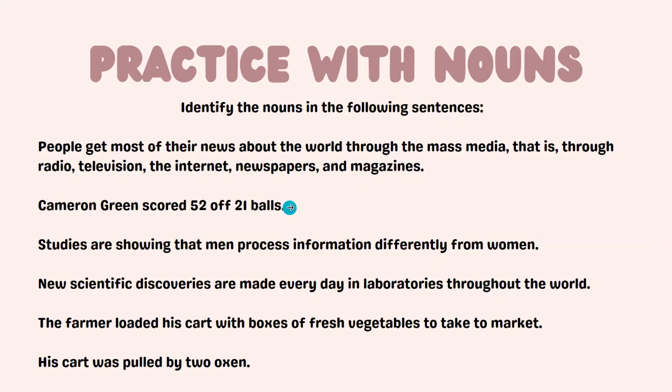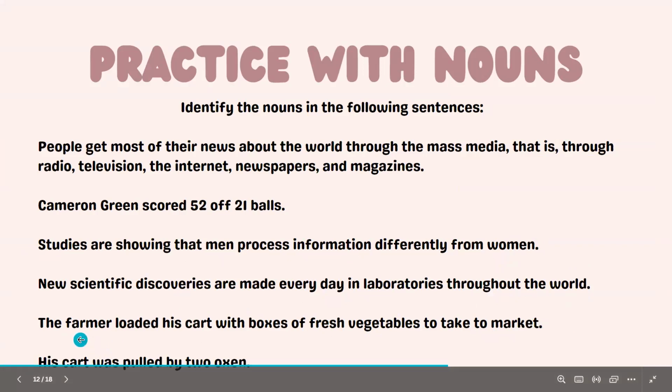For the second sentence, "Cameron Green scored 52 off 21 balls, not of." I apologize for that typo. You're going to say the nouns are Cameron Green, 52, 21, and balls. For the third sentence, the nouns are studies, men, information, and woman. For the fourth sentence, discoveries, day, laboratories, and world. For the fifth sentence, the nouns are farmer, cart, boxes, vegetables, and market. And for the last sentence, the nouns are cart and oxen.